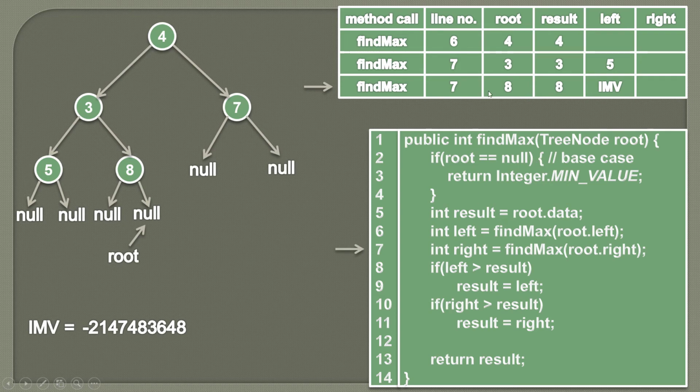where root will now point to 8. Because when we left this findMax method, root was pointing to 8. So root will point to 8 now. And the integer's minimum value, which was returned from this findMax method, will be stored in the right now.